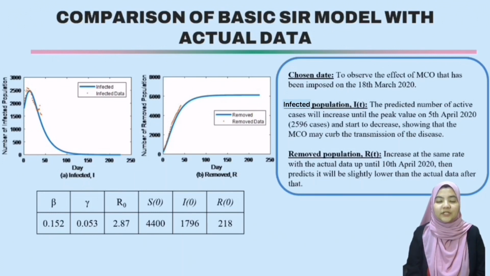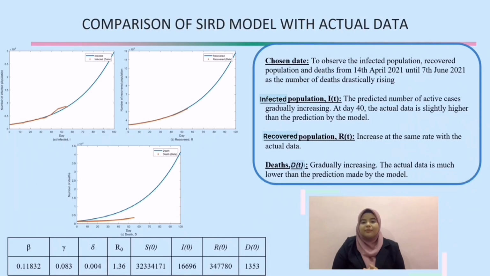For the removed population, the model predicts it will increase at the same rate as the actual data up until 10th April and predicts that the cases will be slightly lower than the actual data. Now we will see the comparison of the SIRD model with the actual data.